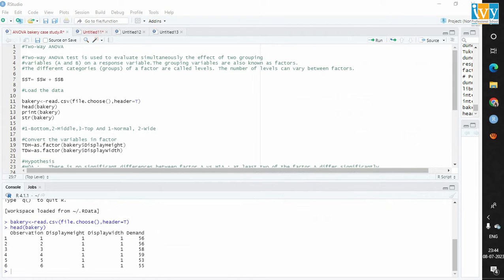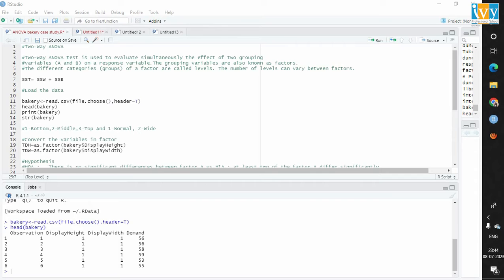Welcome back to a statistics series where we explore different statistical techniques and their application. In today's episode, we'll be diving into the world of two-way ANOVA, a powerful tool used to analyze the effects of two grouping variables on a response variable. So grab a cup of coffee and let's get started.